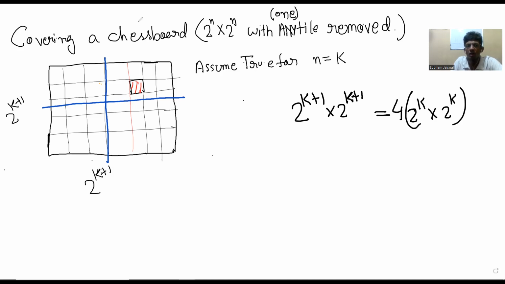Now this part can readily be tiled, because this is a 2 to the k times 2 to the k block, and it has one tile removed. So it is our previous case. It has one tile removed is important. So that one is tiled. Okay. Now how do we tile the rest, the rest three?